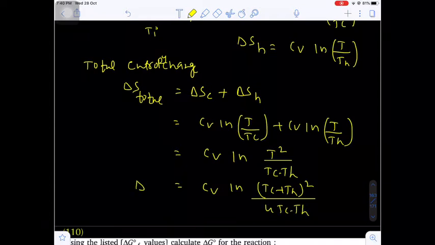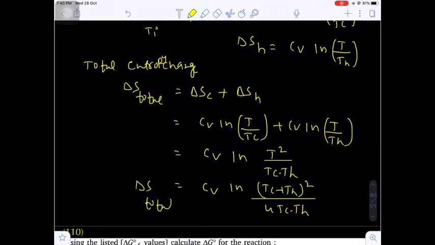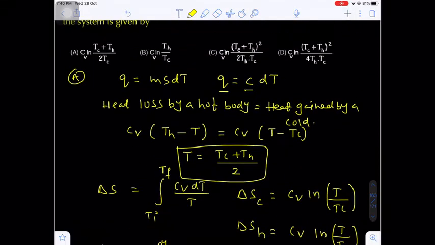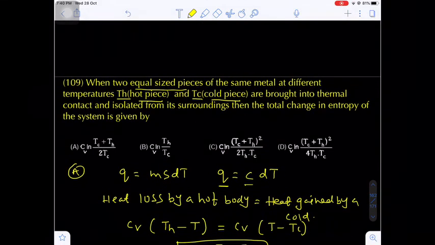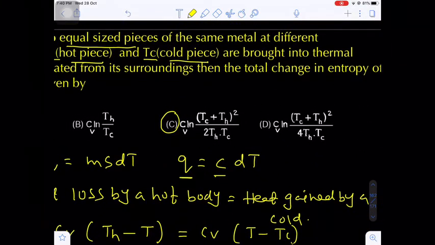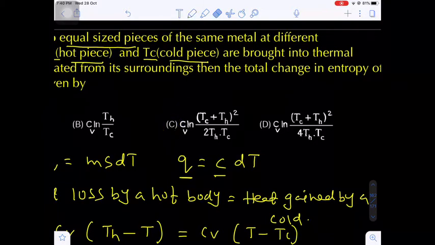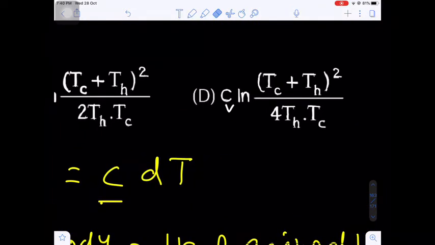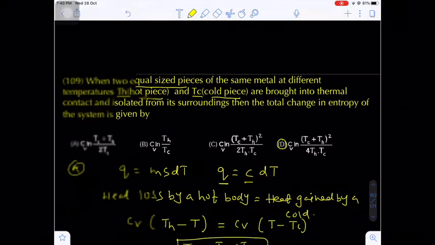This is the total change in entropy: Cv ln (Tc plus Th) whole square by 4 Tc Th. That will be the option number C. No, this is not the C option, here it is the D option, because in the D option the denominator has 4 times Tc and Th. So what is the correct option here? The fourth option, that is option D. Option D. Yes or no?